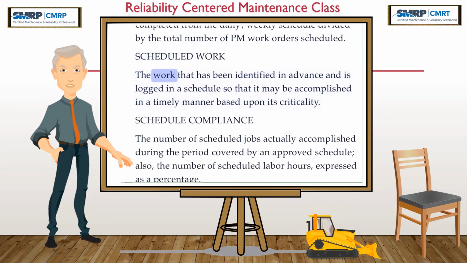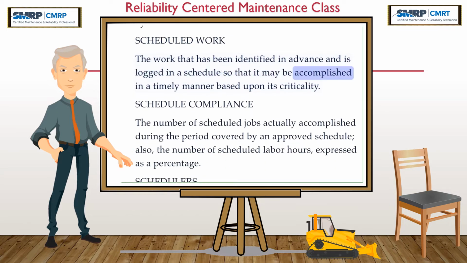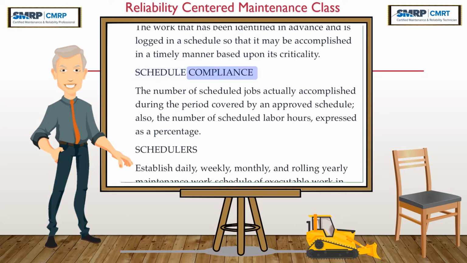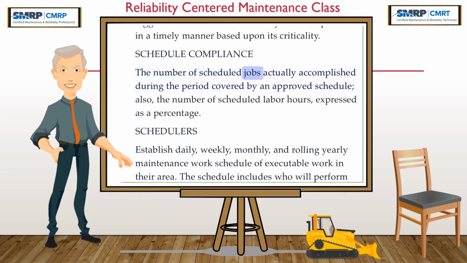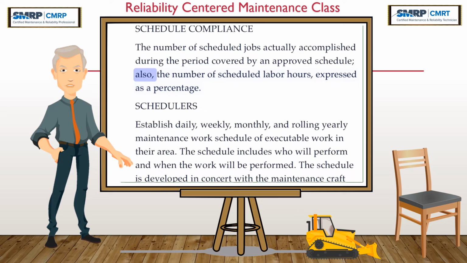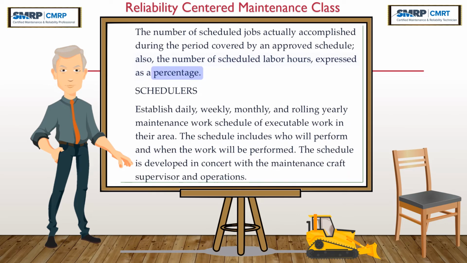Scheduled work. The work that has been identified in advance and is logged in a schedule so that it may be accomplished in a timely manner based upon its criticality. Schedule compliance. The number of scheduled jobs actually accomplished during the period covered by an approved schedule. Also, the number of scheduled labor hours, expressed as a percentage.